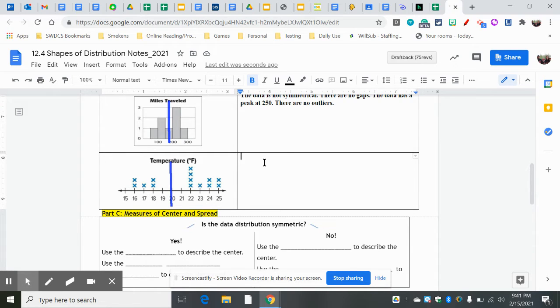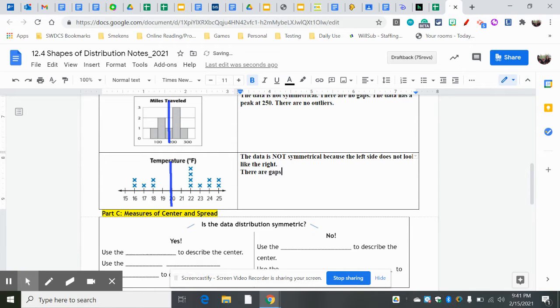My data is not the same on each side, so the data is not symmetrical. If I wanted to explain, the left side does not look like the right. We're going to use this word symmetrical later on, okay?